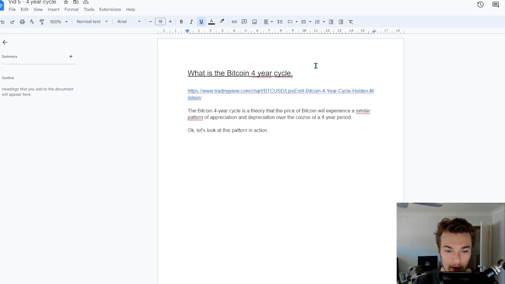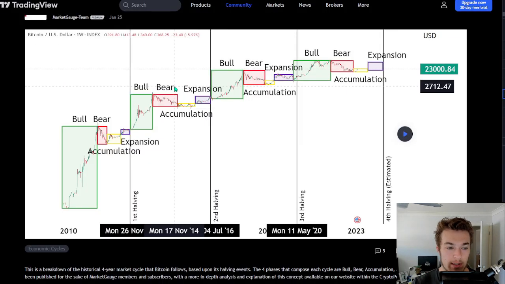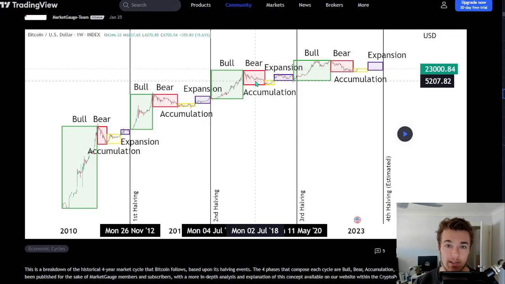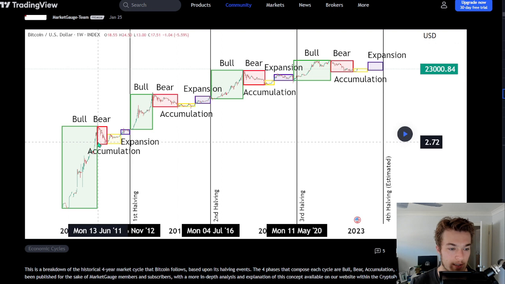The Bitcoin 4-year cycle is a theory that the price of Bitcoin will experience a similar pattern of appreciation and depreciation over the course of a 4-year period. So basically, every 4 years, Bitcoin is going to see a very similar price pattern. So if we go back to that chart we just had up on the screen, very simply, it's pretty well 3 years up, 1 year down, 3 years up, 1 year down, 3 years up, 1 year down, and so forth. So we can kind of see this in action here.